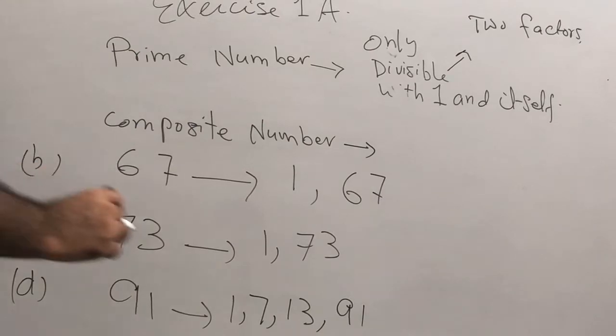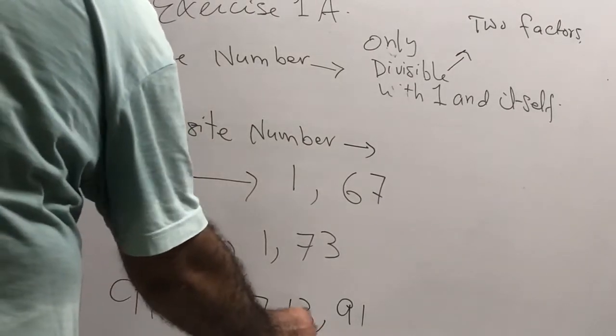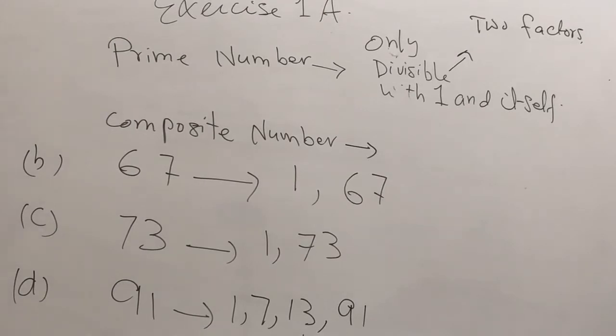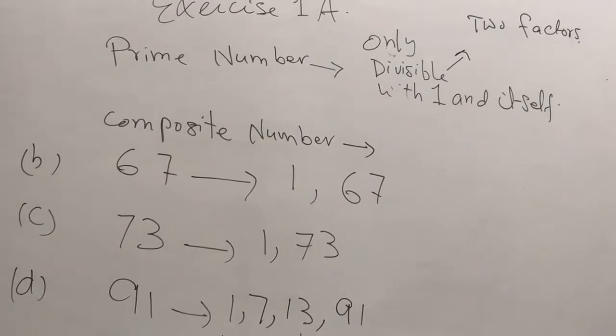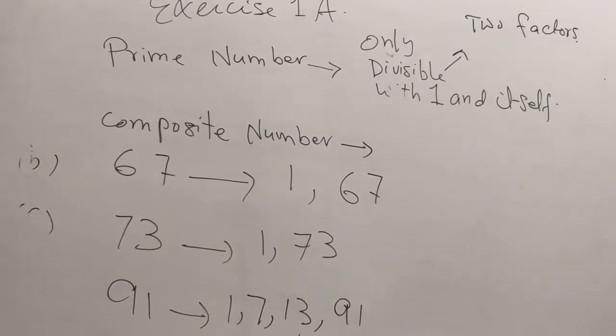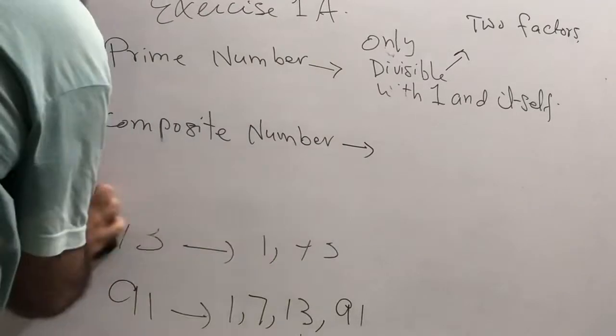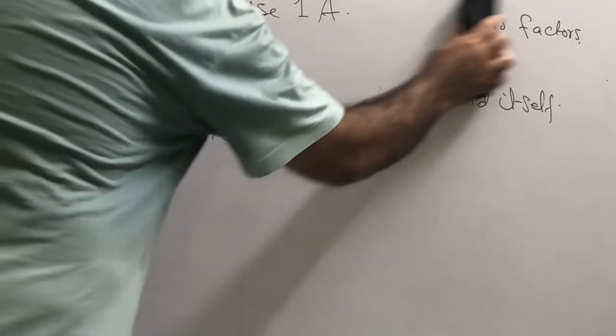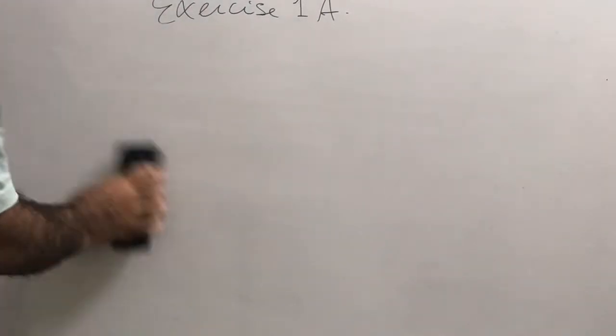It can be divided with 1, with 7, with 13, with 91. So it has 4 factors. So these are more than 2 factors. Its divisors are more than 2, so it is a composite number. By this way, we have completed the first complete question, which was about prime numbers and composite numbers.